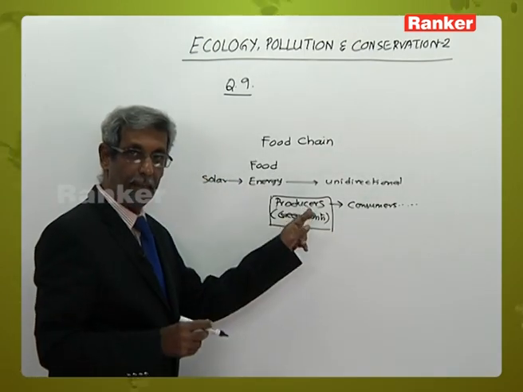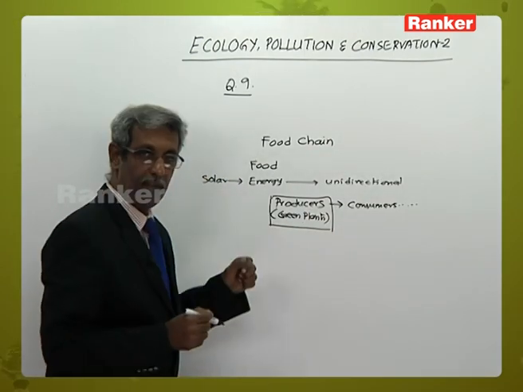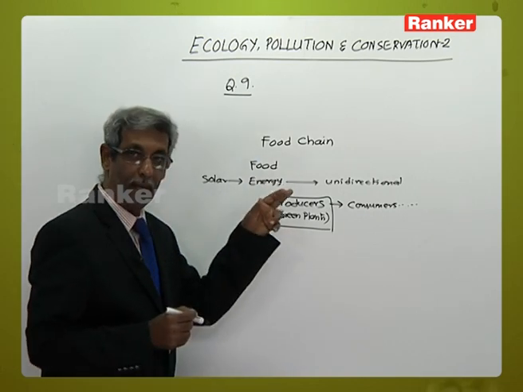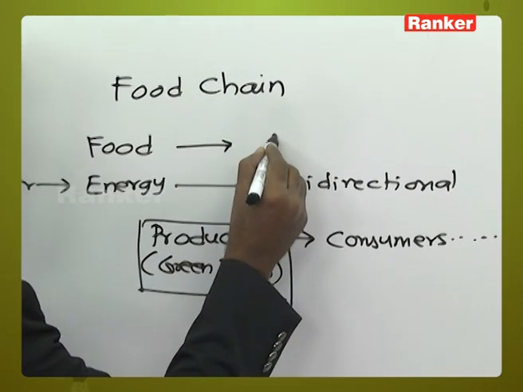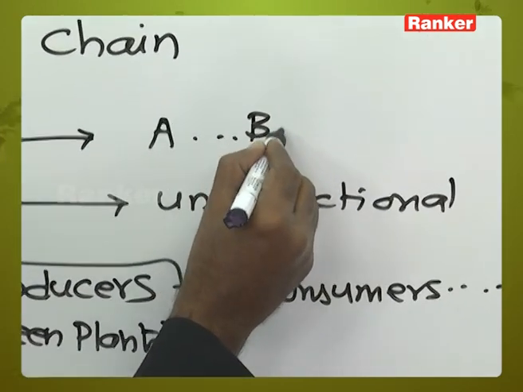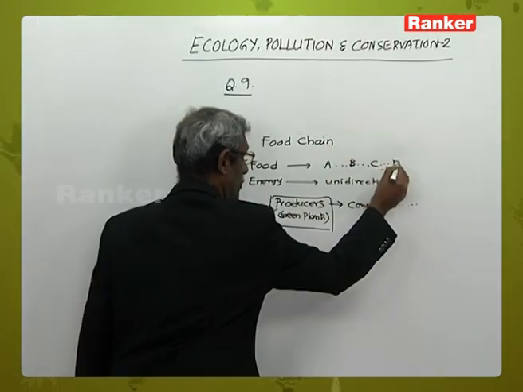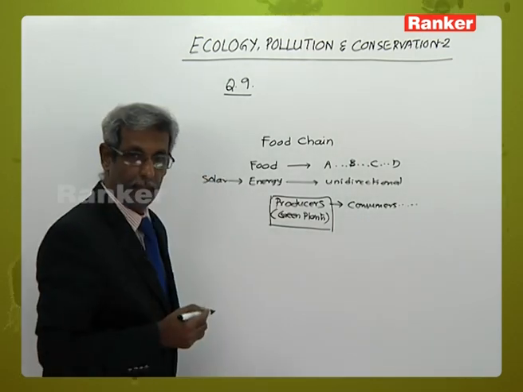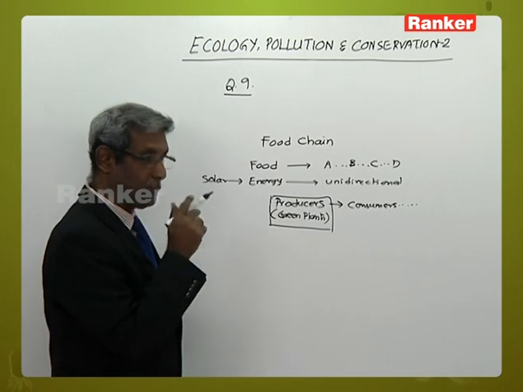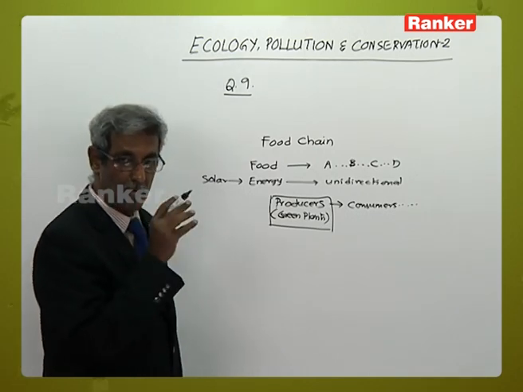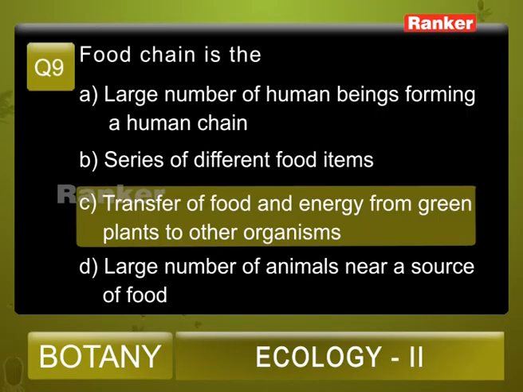Remember that energy can be dissipated, whereas food, primarily in the form of calories, moves along a chain of events. It goes from A to B to C to D. Thereby, the transfer of food and energy from green plants to other organisms is primarily termed as the concept of the food chain, and the answer is C.